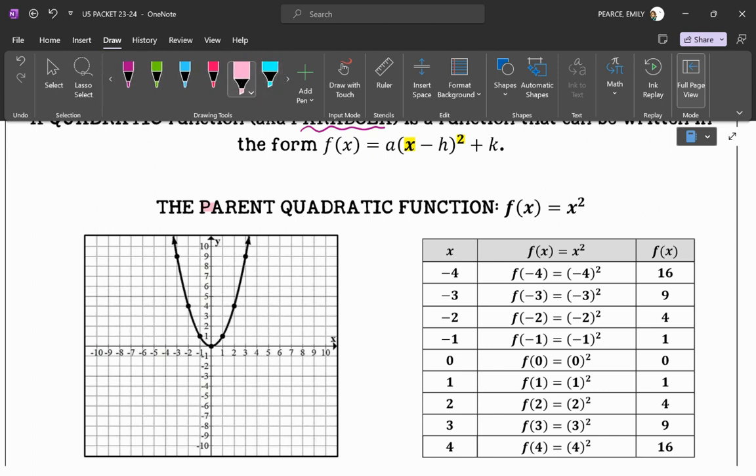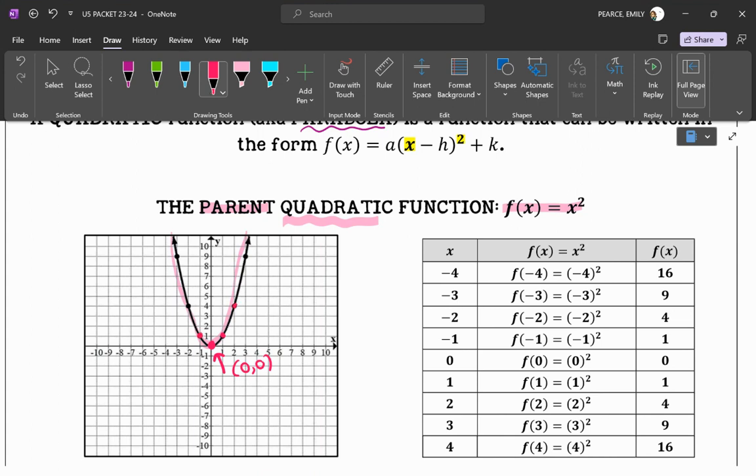So the parent quadratic function is just the equation f of x equals x squared. So when I say parent function, this is just like the most basic quadratic function that we could look at. And it looks like this guy. One of the most important features is probably the fact that the vertex goes through the origin, or it goes through the point (0, 0), okay? That's going to help us a lot when we're looking at these, especially because when we shift them, it's going to help us to recognize what the original function looks like.